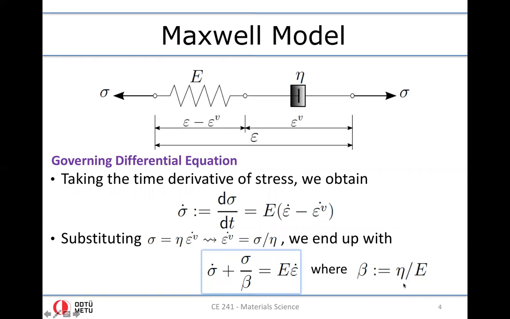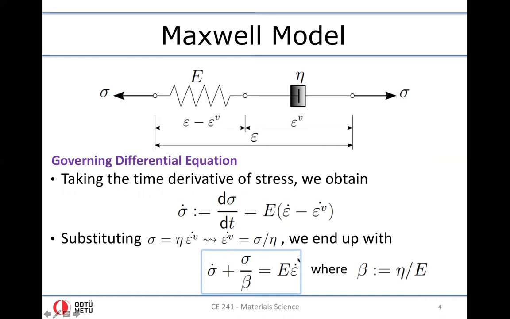Remember the unit of eta is Pascal seconds, or force per length squared times time. And the unit of the Young's modulus, as you know, is force per length squared. Therefore, the unit of beta is nothing but time in general. We use seconds, or for longer processes, we use hours. Okay, this is the governing differential equation of the Maxwell model.